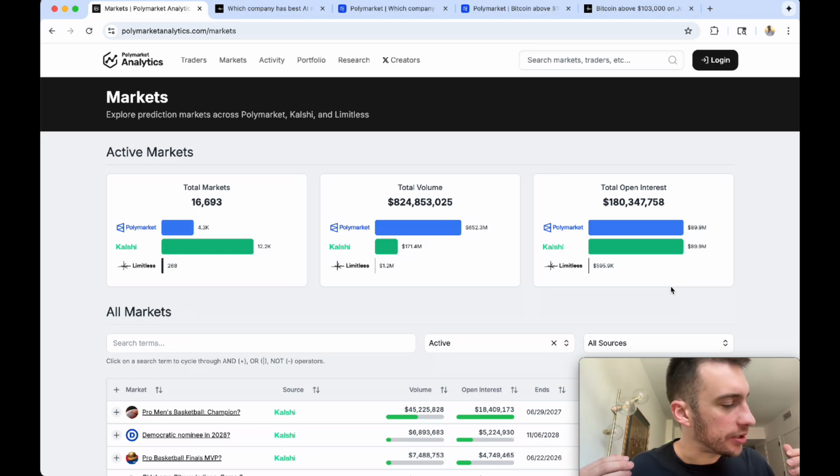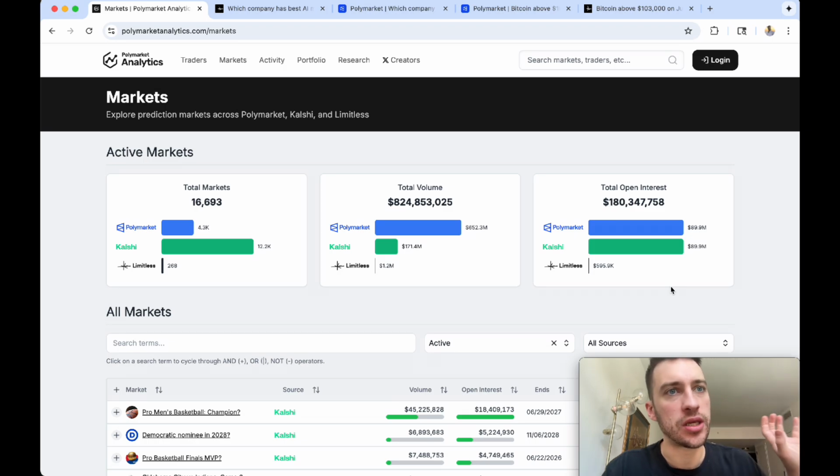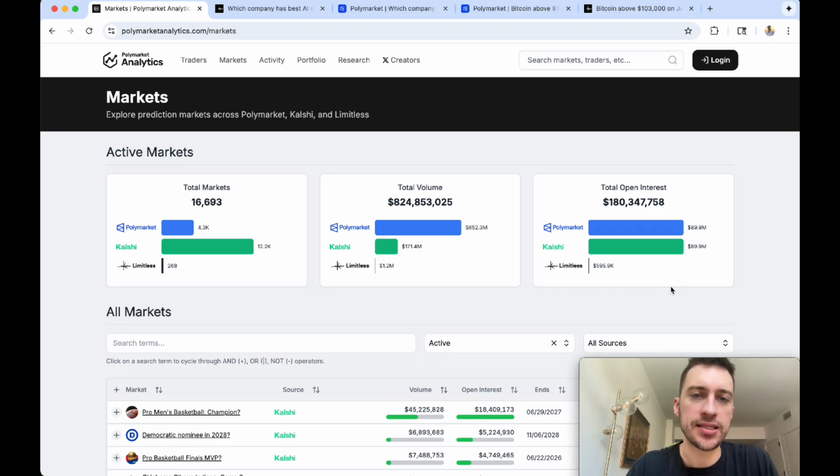Today we are going to be talking about more arbitrage. This time it is going to be easy prediction market arbitrage between Polymarket and Limitless exchange, both prediction markets.